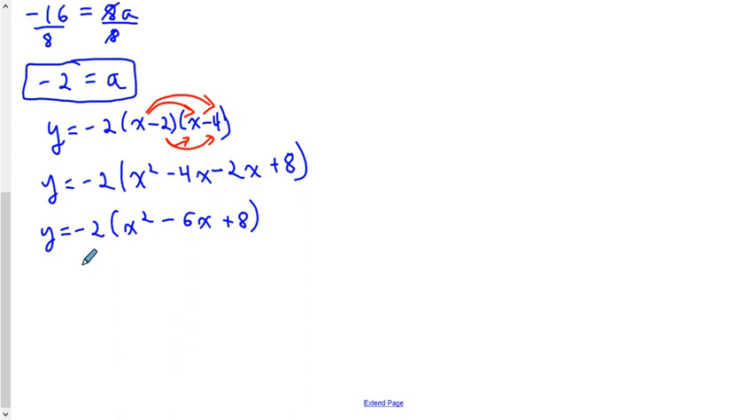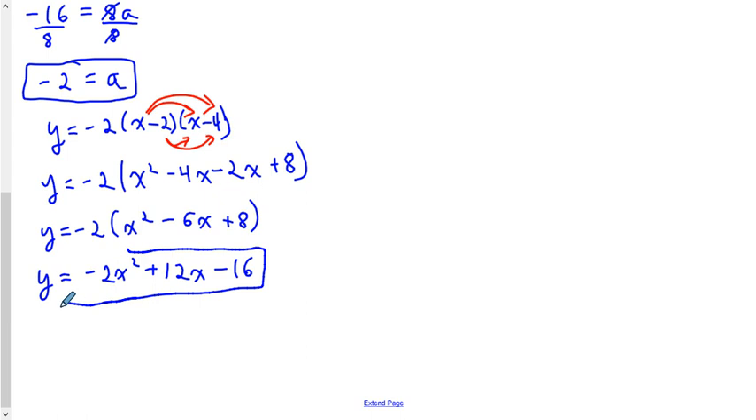Now let's multiply the negative 2 through. Negative 2 times x squared, negative 2x squared. Negative 2 times 6x, that's going to be positive 12x. Negative 2 times positive 8, that's going to be negative 16. Okay, so this is our equation in standard form.